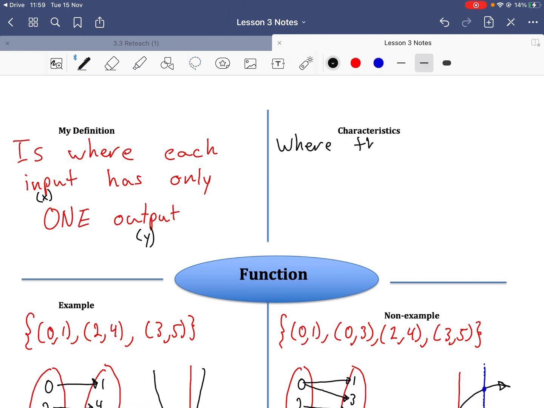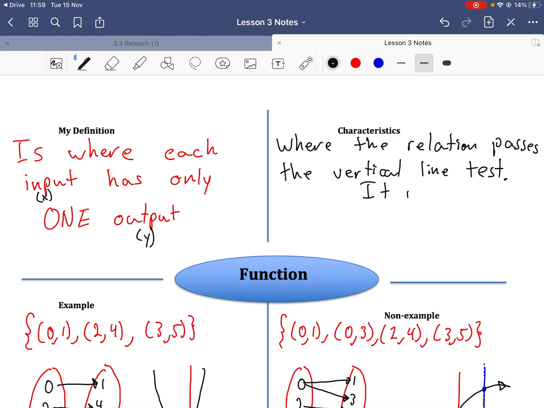Where the relation passes the vertical line test, it is a function. Okay?